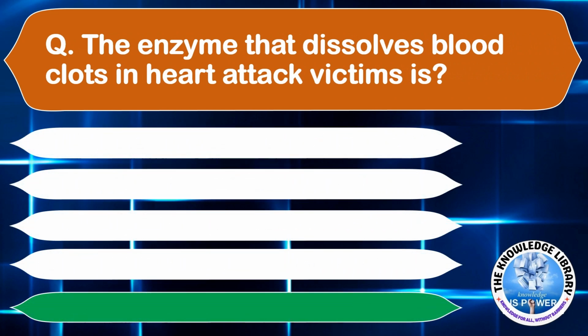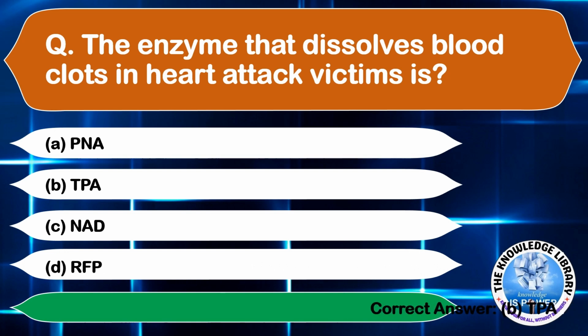The enzyme that dissolves blood clots in heart attack victims is: option A, PNA. Option B, TPA. Option C, NAD. And option D, RFP. The correct answer is option B, TPA. Moving on to the next question.